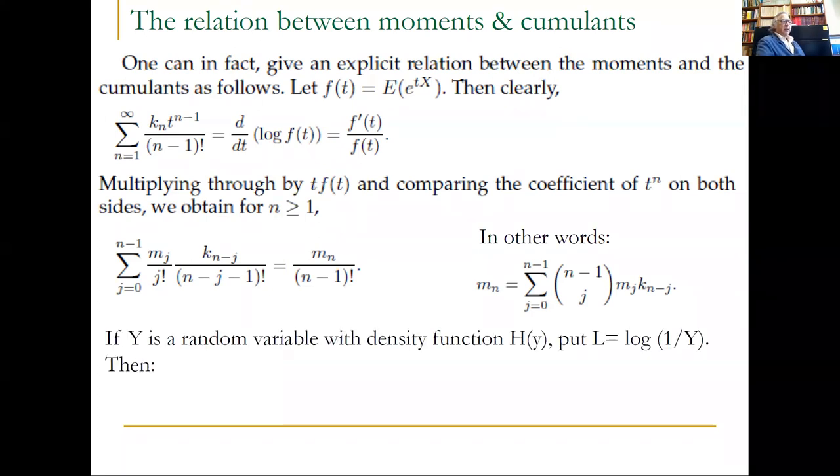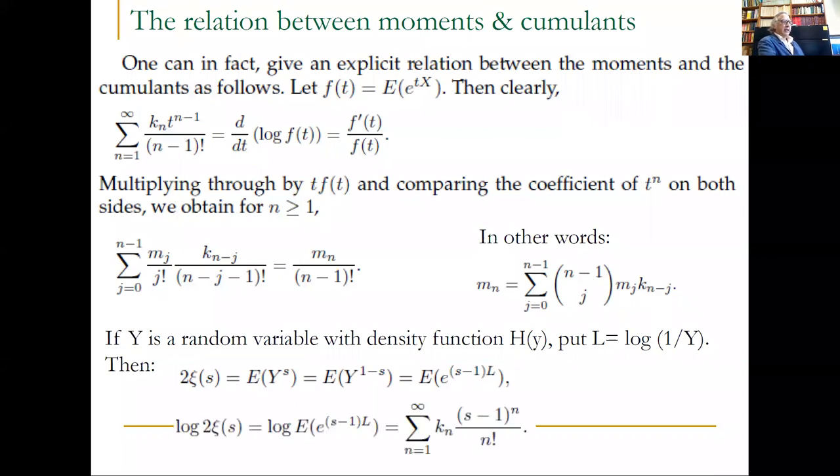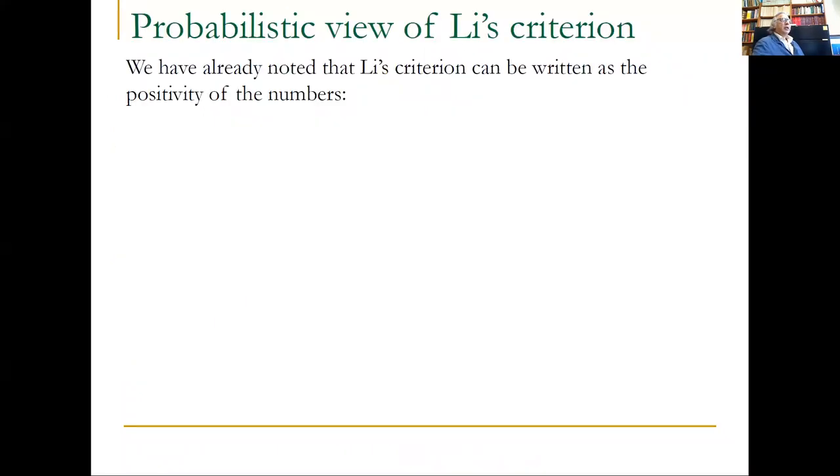Now, if y is a random variable with density function h of y, as we said at the beginning, let's put L equals log of 1 over y. Then we go back to our probabilistic interpretation of the Riemann zeta function, where xi of s is the expected value of y to the s, which is also, by the functional equation, the expected value of y to the 1 minus s. And when we write L equals log of 1 over y, we can write the expected value of e to the (s minus 1) times L. And we can expand this series in terms of s minus 1, and we get these cumulants. And so this gives us a probabilistic view of Li's criterion.